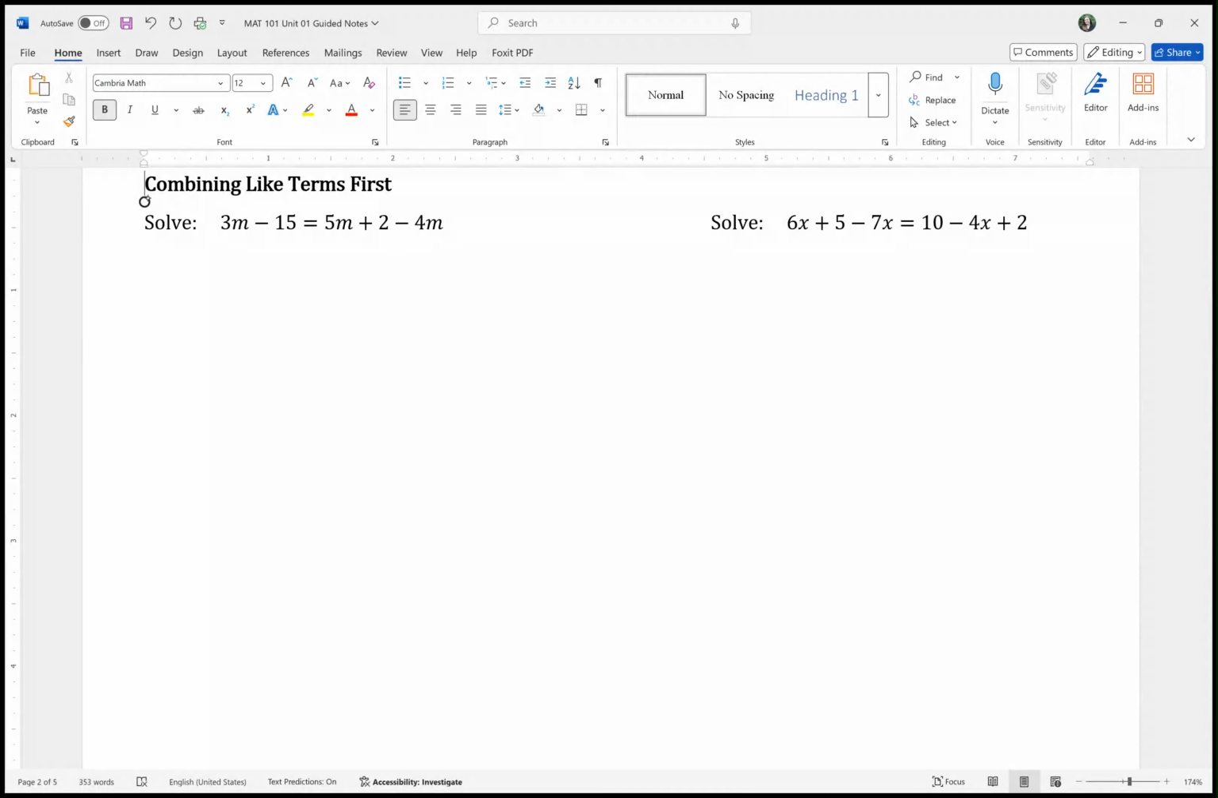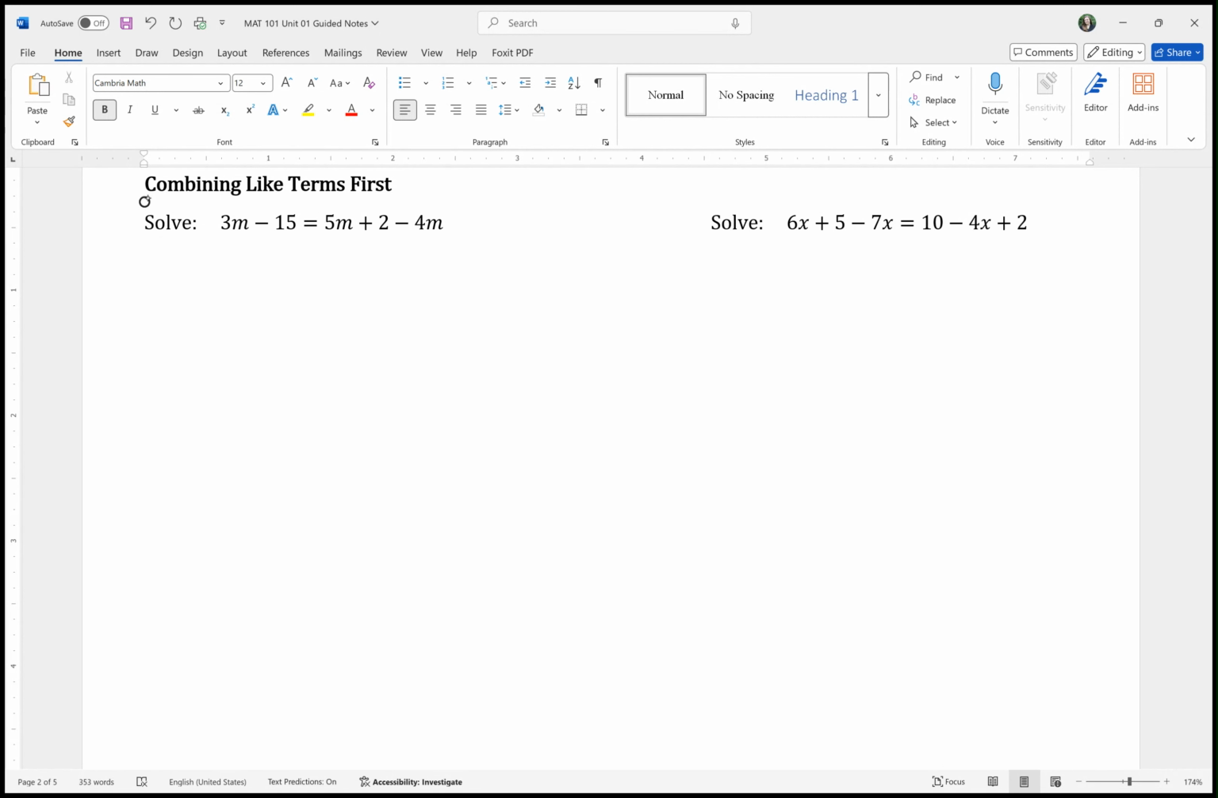We are solving linear equations again. This time, it's a little more complicated. We have more than two terms on each side. Looking at this first equation, 3m minus 15 equals 5m plus 2 minus 4m.